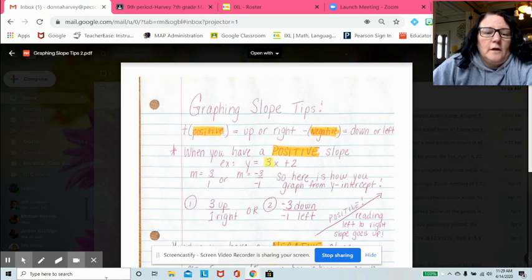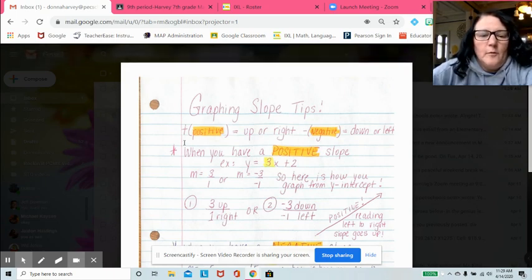So we're going to start with a couple little things right here where it says if you have a positive slope, whenever you have a positive number, it means you either can go up or to the right, and negative means down or to the left. Okay, how does this all work?